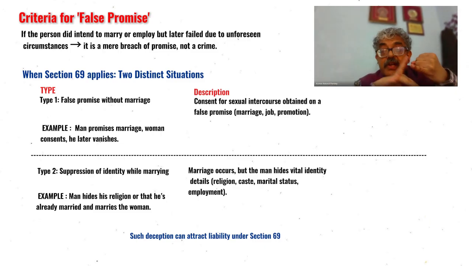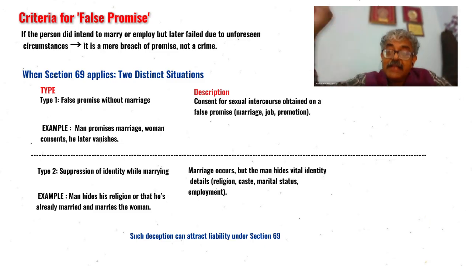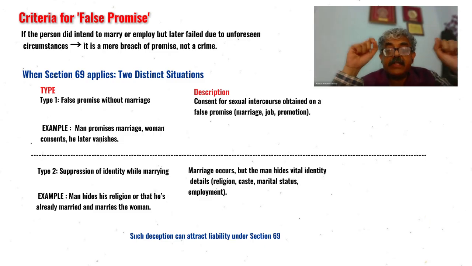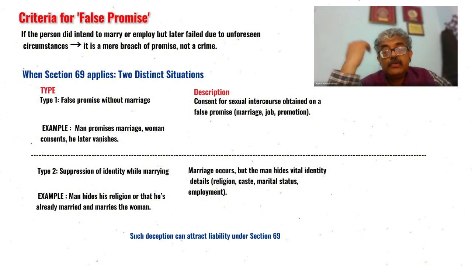So suppressing one's religion, suppressing one's caste, you may be wondering that in a modern society, whether suppressing caste would be suppressing identity. Yes. Suppressing one's religion would be suppressing one's identity. Even marital status. So other than that offense of bigamy which a person may be charged with, a person suppressing his marital status would be suppressing one of his very vital aspects of identity. Even employment status may be brought into Section 69 as related to suppression of identity.